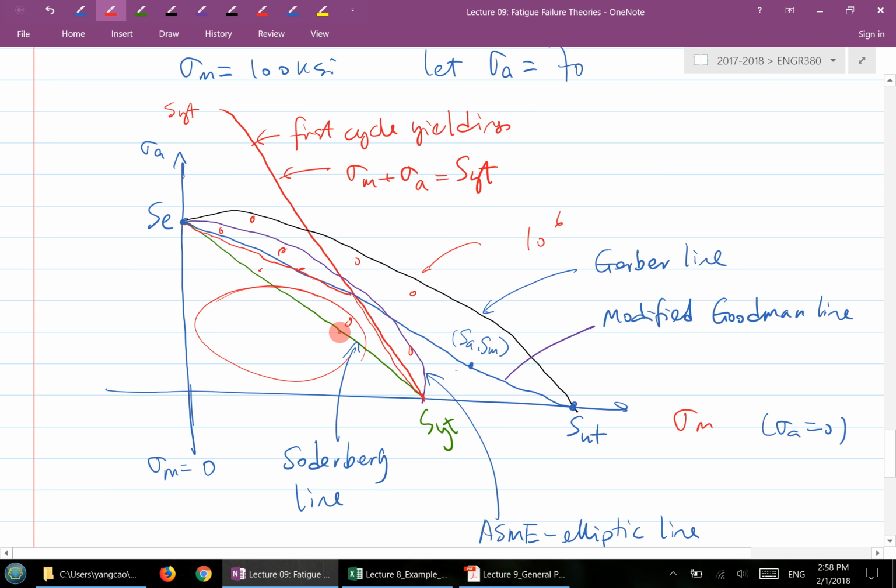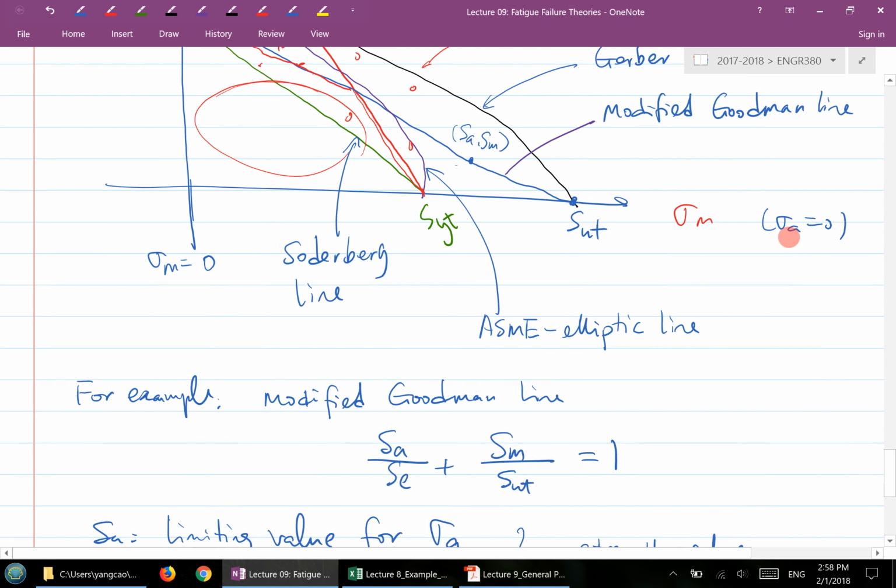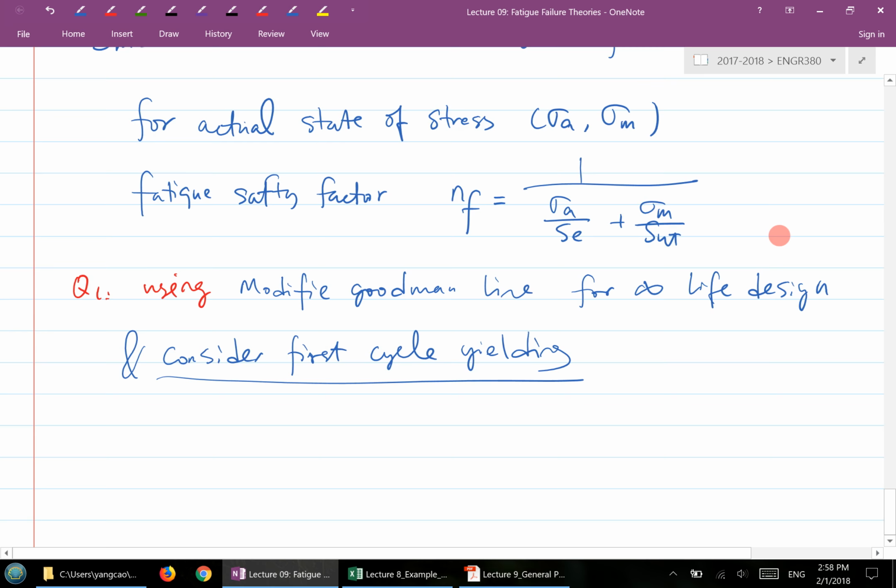Second question. Look at this curve here. Can you tell me which criteria guarantees the design for both infinite number of life and no first cycle yielding? Soderberg, right. And this is actually the most conservative one here. So that's the understanding of how each one of the criteria works.